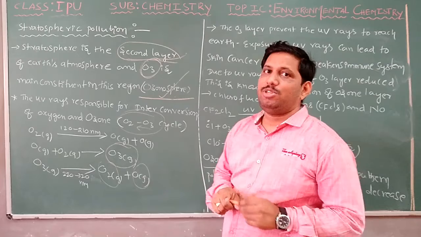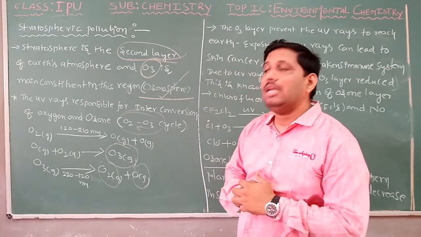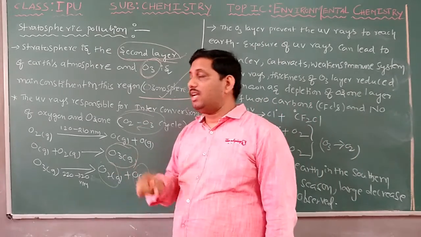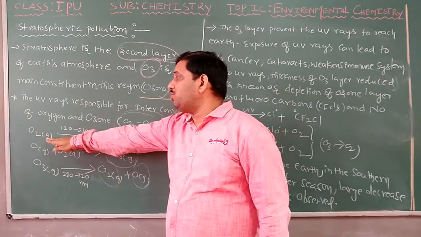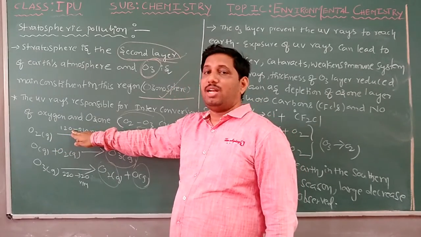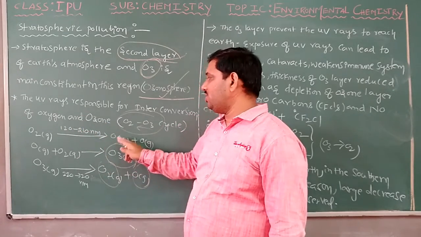In competitive examinations, this question is given to students: what is the first step in the oxygen-ozone cycle? They are given three reactions and another reaction. The first step is ozone is converted to atomic oxygen at a wavelength of ultraviolet light of 120 to 210 nanometers. Questions like this are given, students.